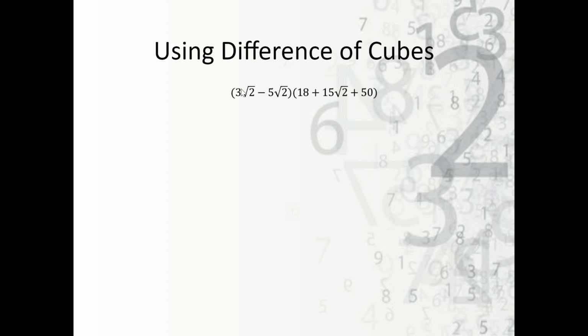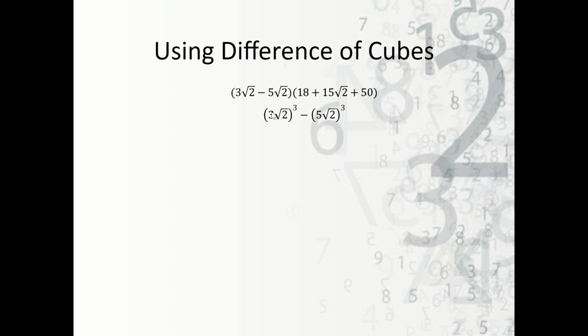So in this case, we have 3 square root of 2 minus 5 square root of 2 times 18 plus 15 square root of 2 plus 50. And what we should notice is 3 square root of 2, if we square that, we get 18. And if we square 5 square root of 2, we get 50. So this is really a minus b times a squared plus 2ab plus b squared. So we can rewrite that as 3 square root of 2 cubed minus 5 square root of 2 cubed.